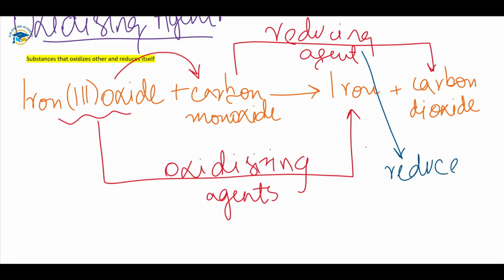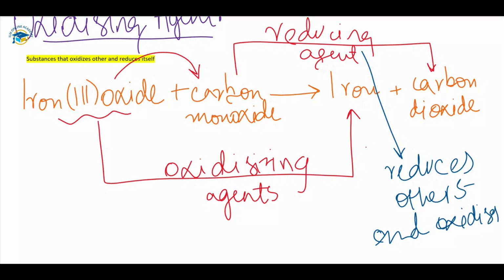Reducing agents reduce others and oxidize themselves. They get oxidized as oxygen is added into the carbon monoxide to form carbon dioxide. So this is the example for the oxidizing agents and reducing agents.